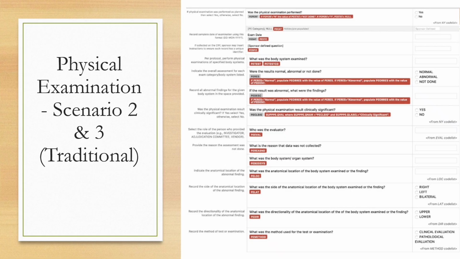We also have a question for whether the physical examination result is clinically significant, yes or no. That will go in your supplemental qualifier, which is the clinically significant supplemental qualifier here.